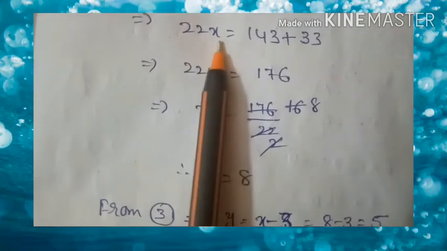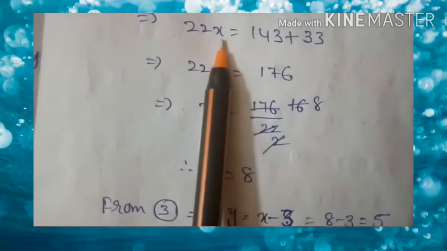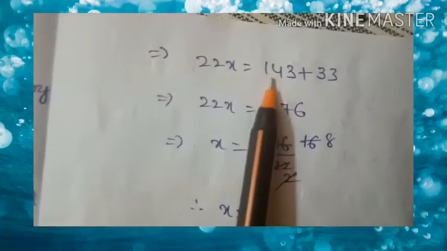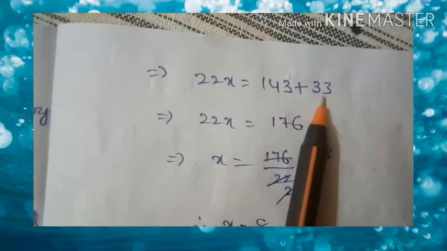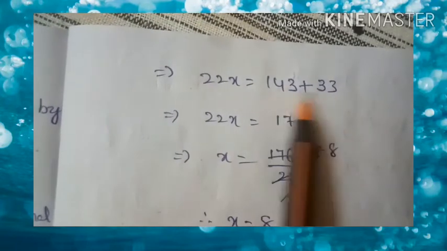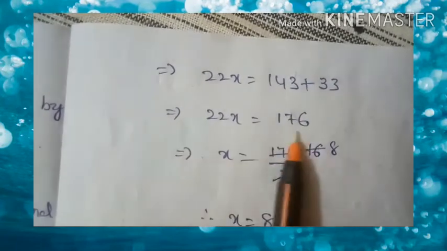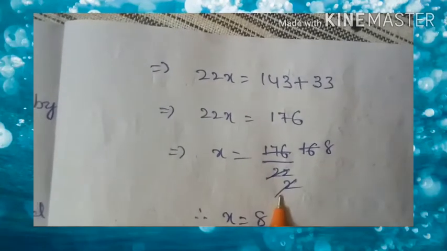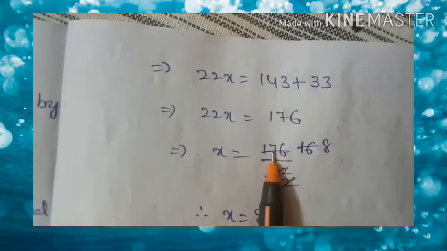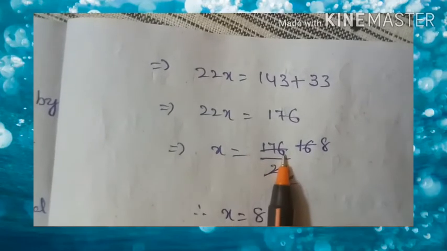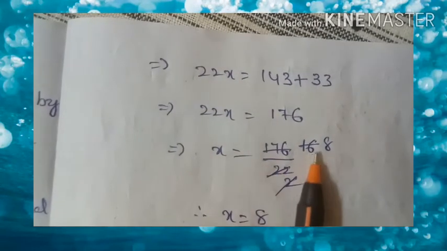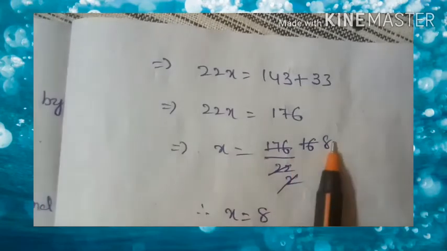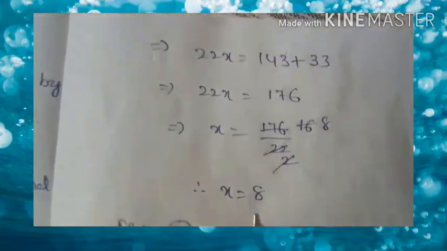Now separate the variables and constants. So 22x is equal to 143 plus 33. So 22x is equal to 176. x is equal to 176 by 22. 11 2s are 22, 11 1s are 11, remainder 6, and here 6, so 66. 11 6s are 66. Then 2 8s are 16. So x is equal to 8.